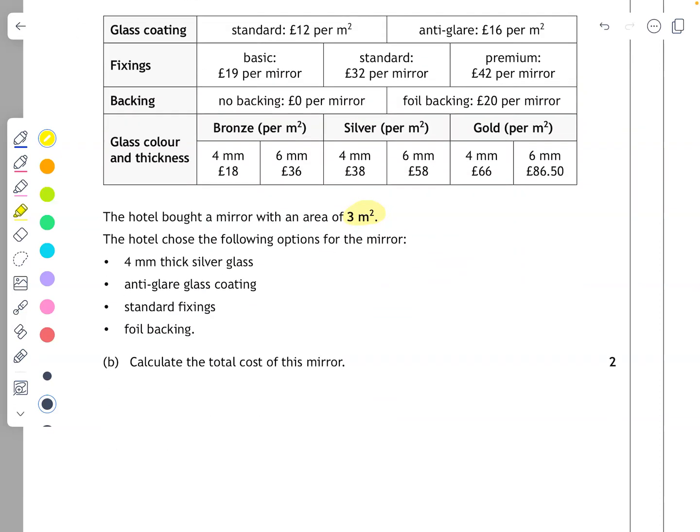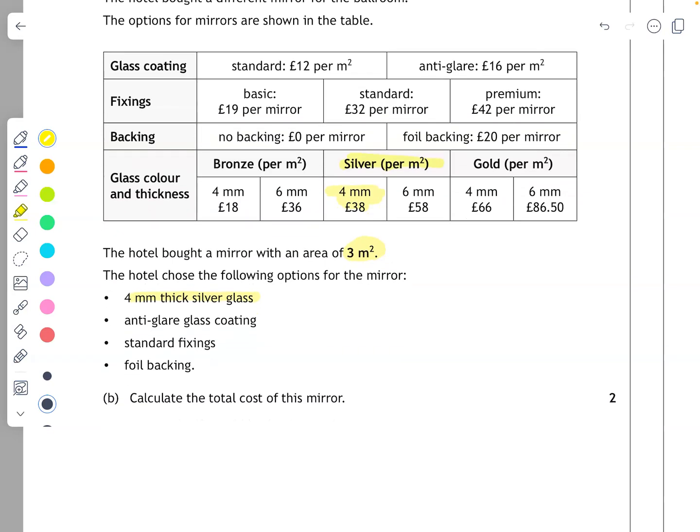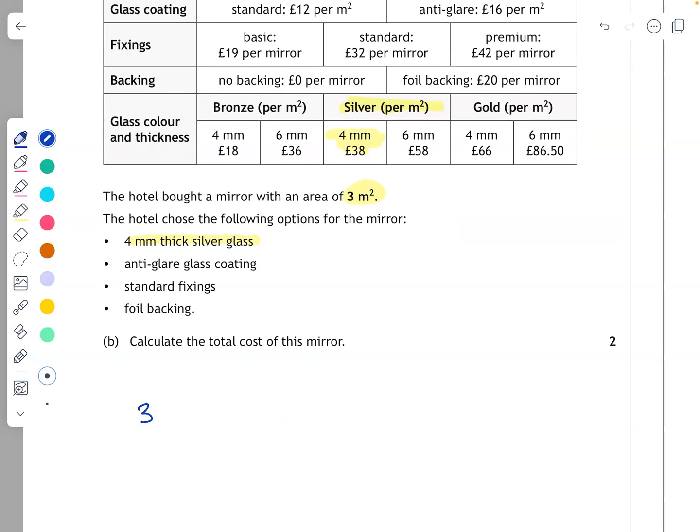So the hotel chose the following options for the mirror. The first thing is 4mm thick silver glass. So we've got the silver here, and it's the 4mm. So that's £38 per square metre. So this is going to be £38 per square metre. How many square metres is it? 3 square metres. So per square metre, we've got 3 of them. We're going to have to times that by 3.